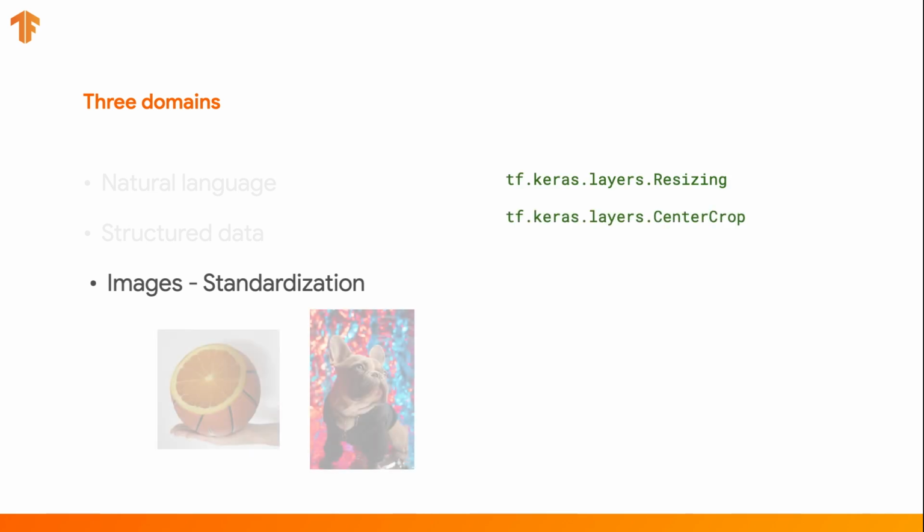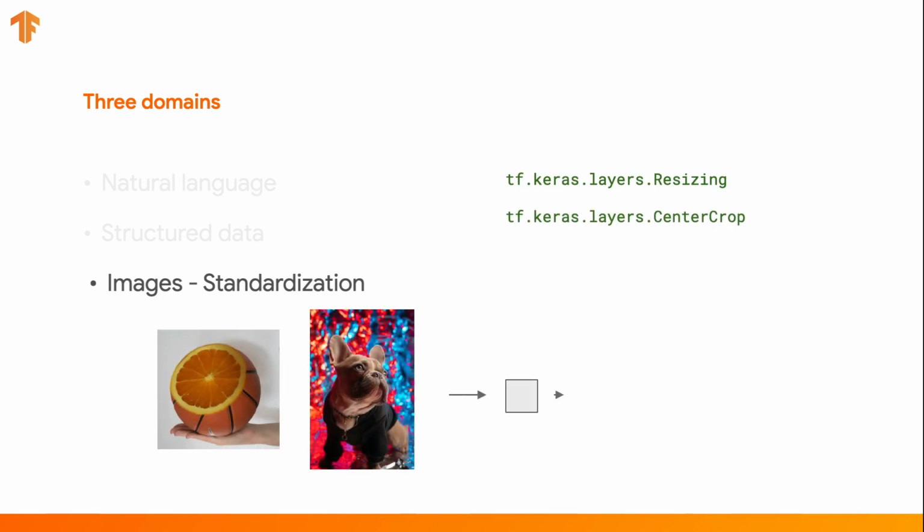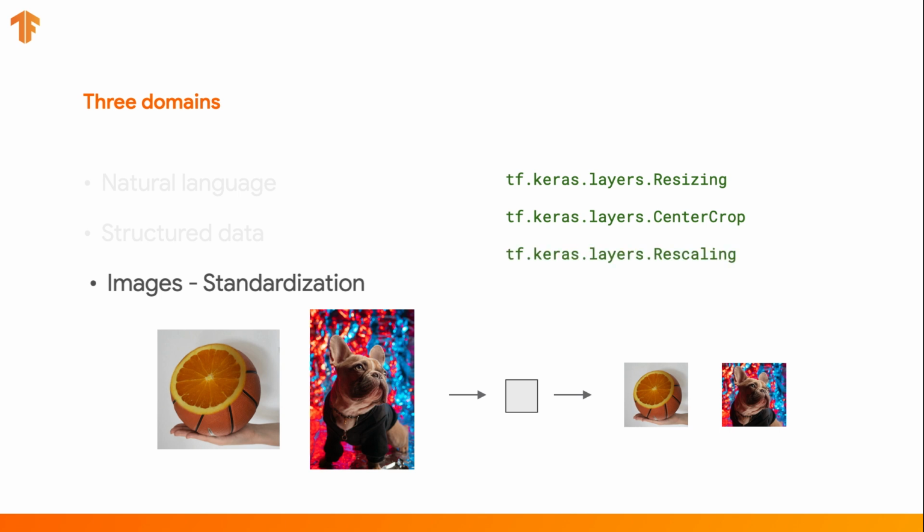So resizing and center crop are going to be about taking inputs of different sizes and making sure that they're fed into your model all at exactly the same size. Rescaling would be for when you have color channels that go from 0 to 255, you might want to rescale those to go from 0 to 1 before you actually feed them into your neural network.